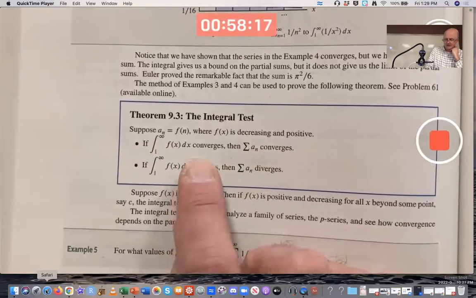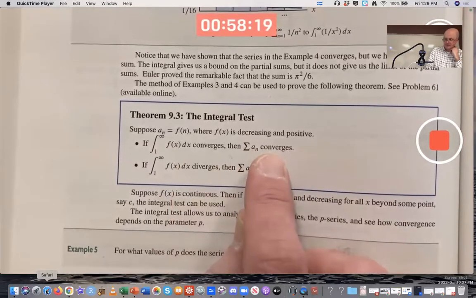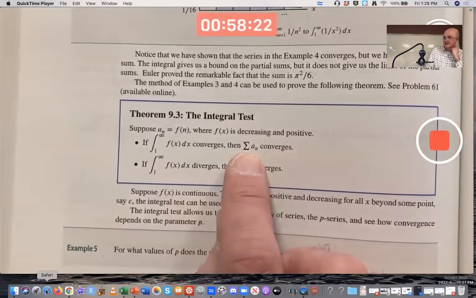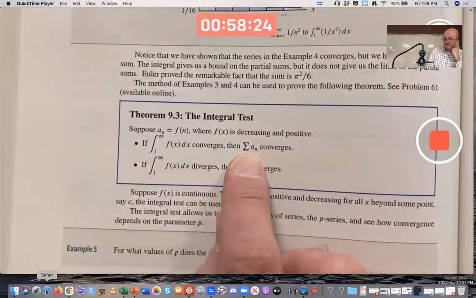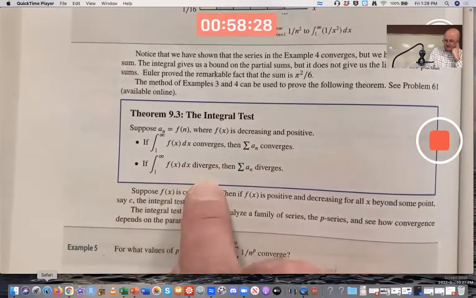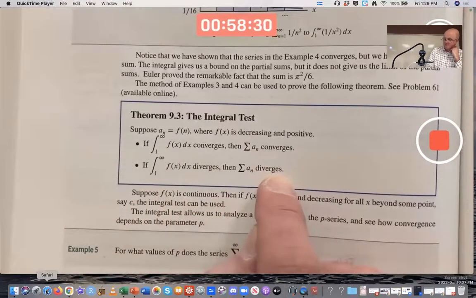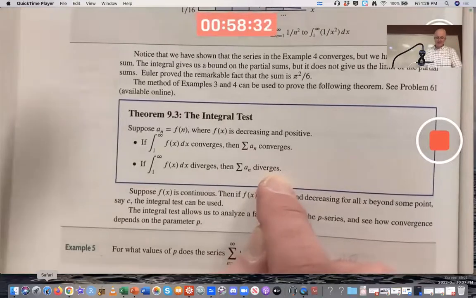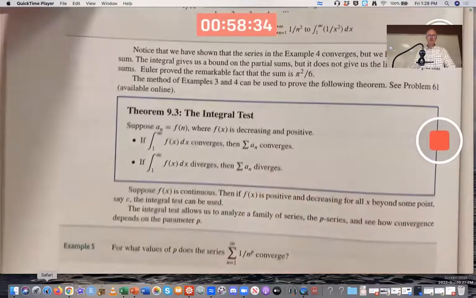If this integral converges, this series is going to converge. The summation sign, though, must be there. That's an absolute must. If the same integral diverges, then the series diverges. So how would we apply that here, this integral test?